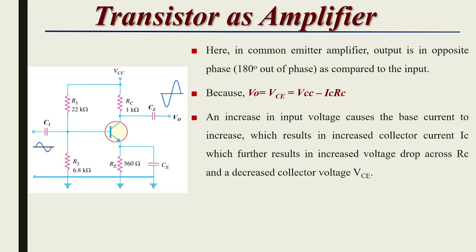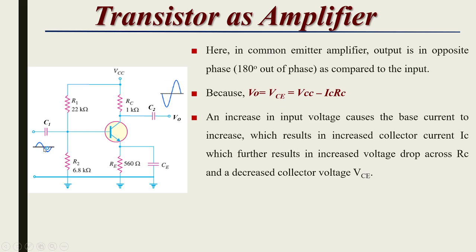An increase in the input voltage causes the base current to increase. As the amplitude of the input voltage increases, IB increases. This causes an increase in the collector current IC. As IC increases, the voltage drop across this resistor also increases. So the value of IC RC increases, and this reduces the value of the output voltage VC, and that's why as the input increases, the output decreases.